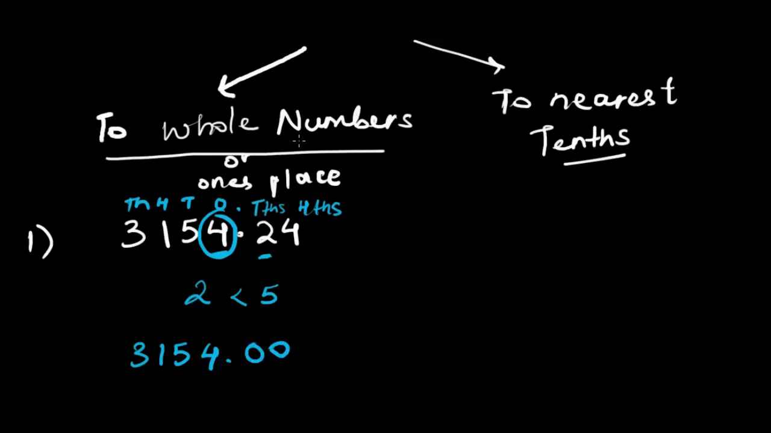Now why is this called rounding to the nearest whole number? It is because after the decimal we just see zeros. We can write these zeros with the decimal, or we can write the number as 3154. And we notice that this number is a whole number without any decimal in it. That's why ones place rounding is called whole number rounding.